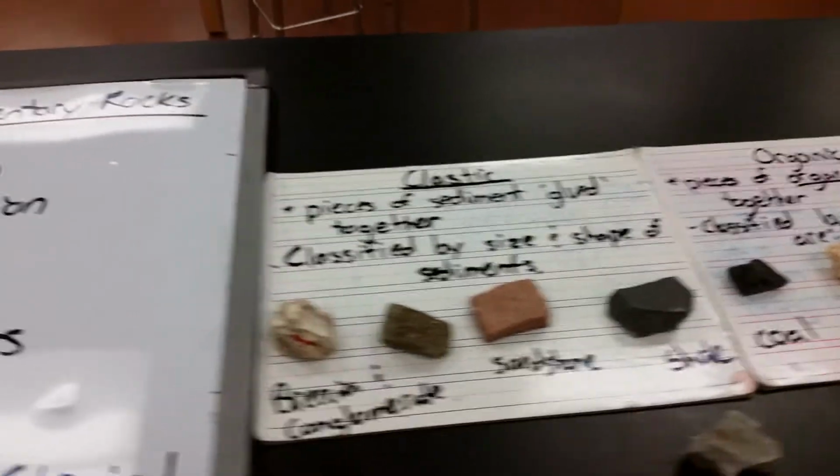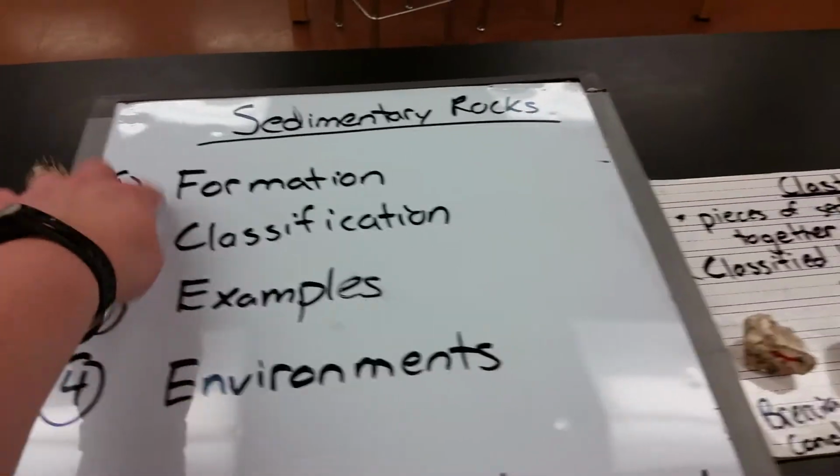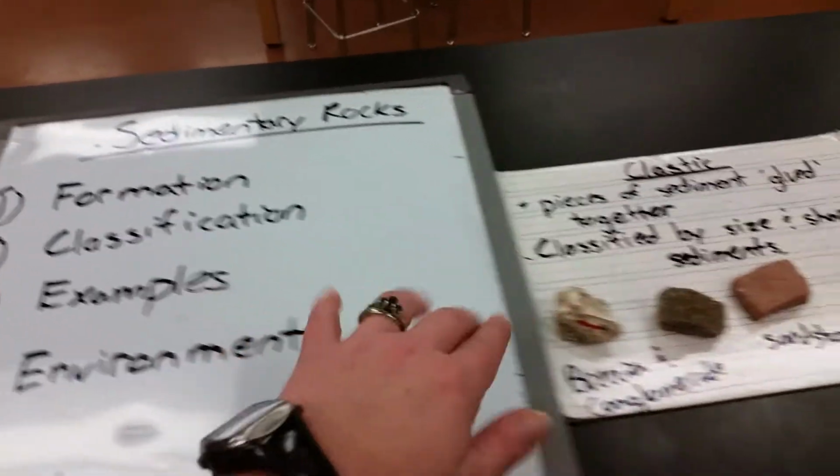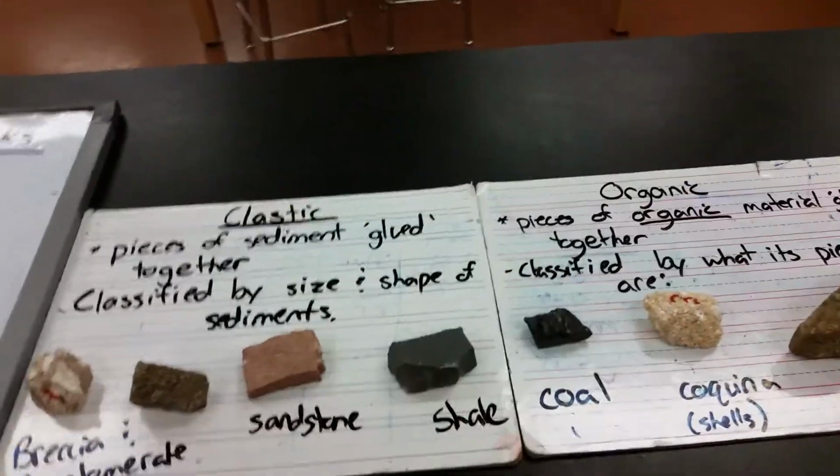And one trend you'll notice: we classify sedimentary rocks based on how they formed and what they're made up of. So each different type has a different formation, and then we look at each one individually to figure out what we do to classify each sedimentary rock.